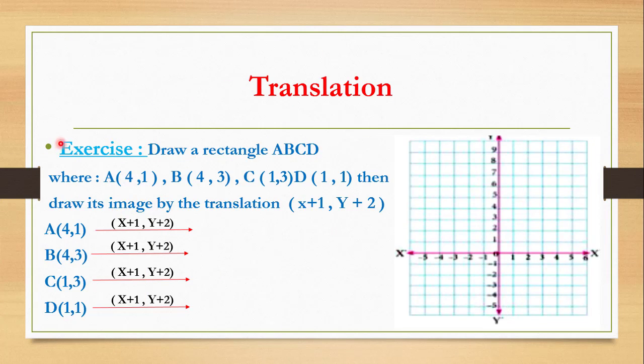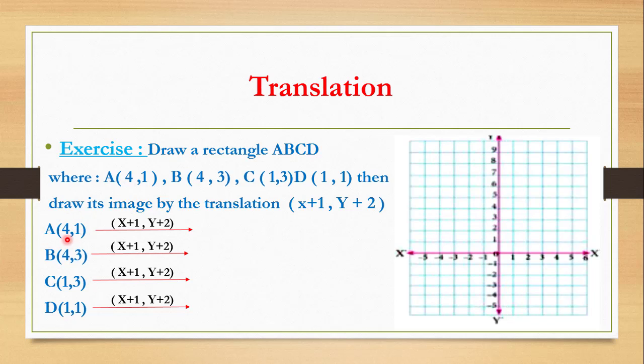Let's take an exercise. Draw a rectangle ABCD where A is (4, 1), B is (4, 3), C is (1, 3), D is (1, 1). Then, after we draw ABCD, this is a rectangle. Then draw its image by the translation x plus 1 and y plus 2. Let's start by determining the image of each point, then we will draw. The translation here is x plus 1 and y plus 2, so we will add 1 to x and 2 to y.